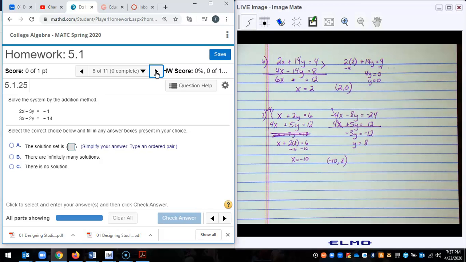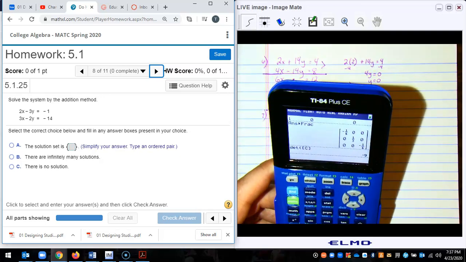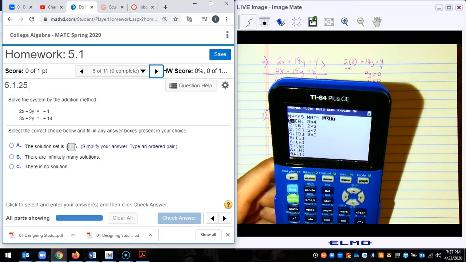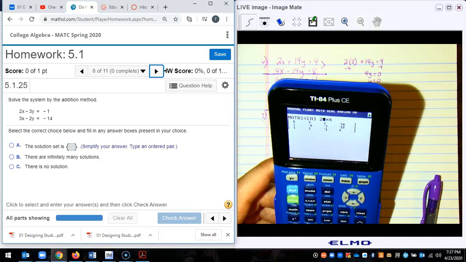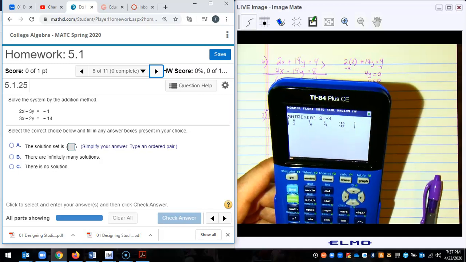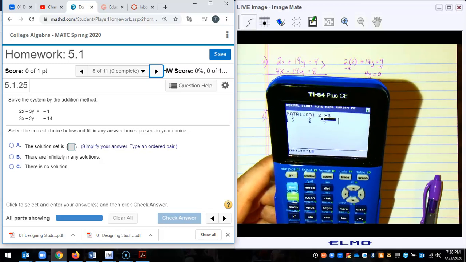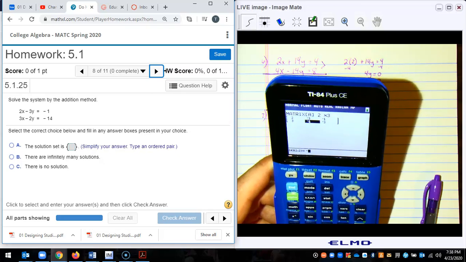Here again, just because I can, I'm going to pull out my calculator, and we're going to go into a matrix C, and I'm going to edit number 1 here, except there's two equations, so it's a 2 by 3 matrix. So I'm going to go with 2, -3, -1. And we're going to go with 3, -2, and -14.